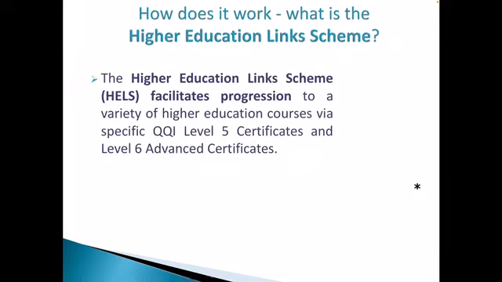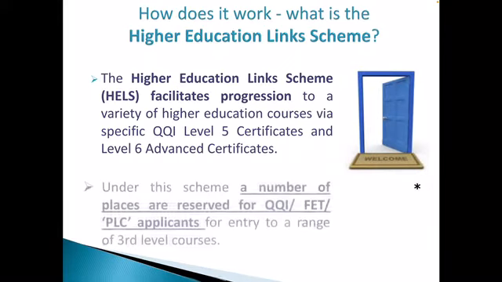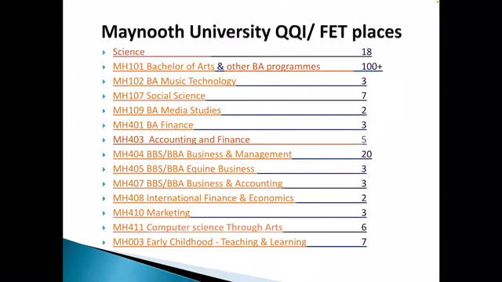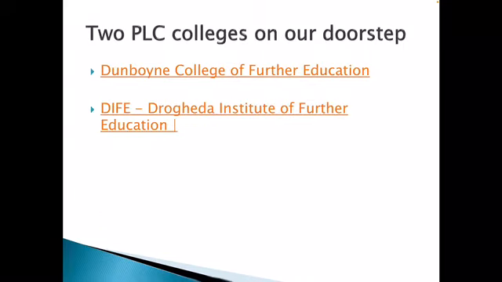The Higher Education Links scheme facilitates progression to a variety of higher education courses. Under the scheme, a number of places are reserved for QQI, FET and PLC applicants. So Maynooth University holds this amount of places on their courses. Their Bachelor of Arts has 100 plus places for people who have completed a level 5 QQI certificate. These numbers change from year to year, and each university and college in Ireland or IT in Ireland will hold places specifically for people with these QQI qualifications.